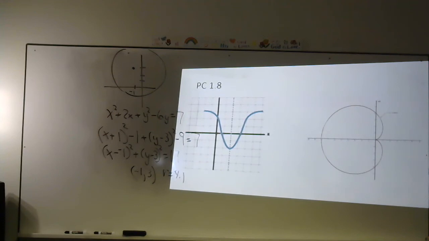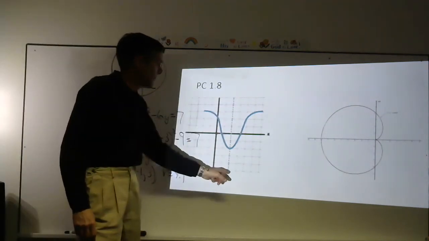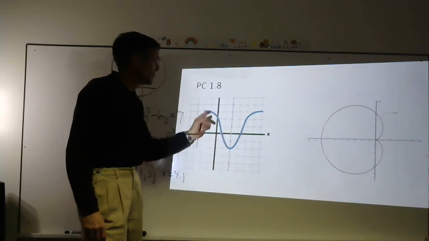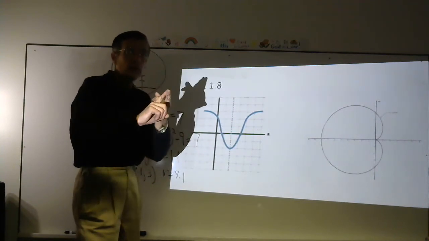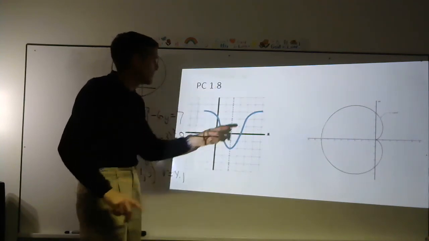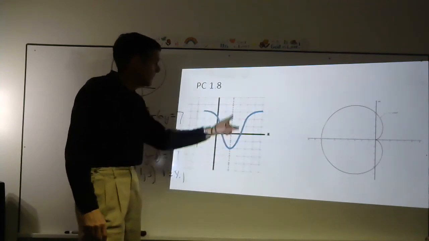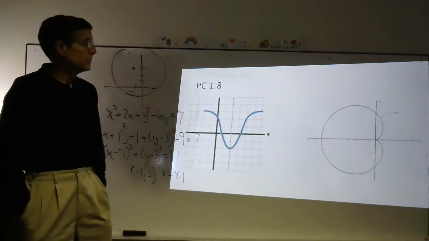How about this one? Whoa. This one is symmetrical about this line. That's not the y-axis, it's not the x-axis. So technically, of the three we talked about, the origin, the x-axis, or the y-axis, this one is not symmetrical about anything. This one, though, is symmetrical about this line, which is x equal 2.